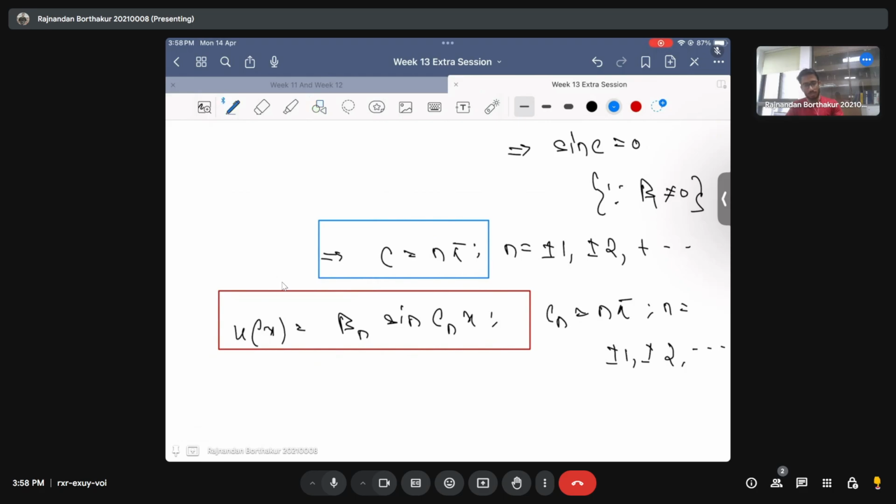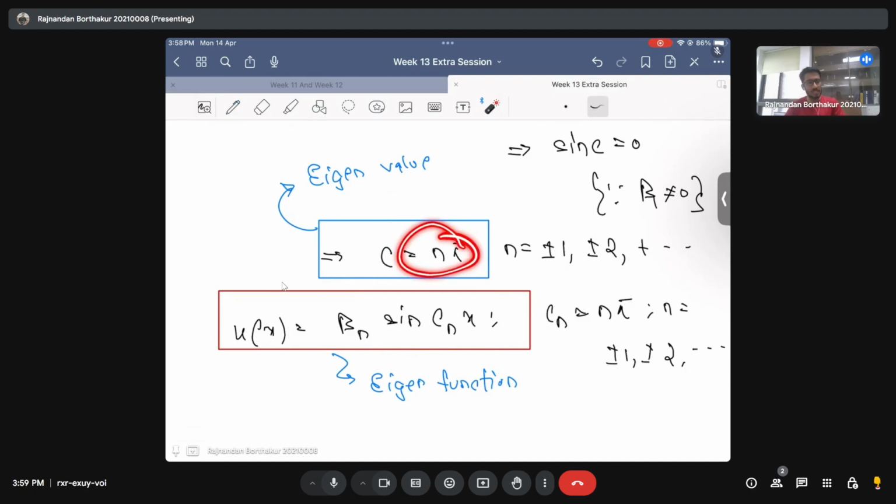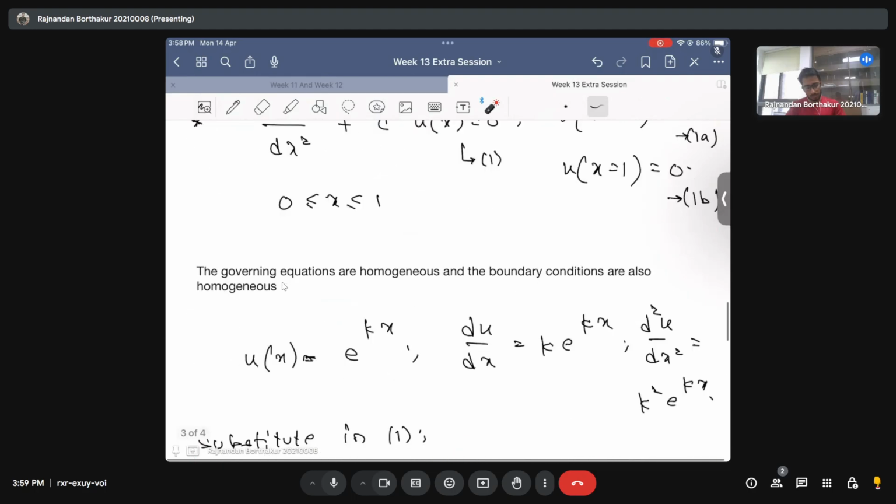Okay, and this is what we actually look for in a stability problem, because it's the eigenvalue which says that a given base flow, or the perturbations that are present in the base flow, will grow with time or will decay with time. So this is the eigenvalue that we got, and this is the corresponding eigenfunction. You can see that only for some specific values of c, that is only when c is equal to n pi, this equation is satisfied.